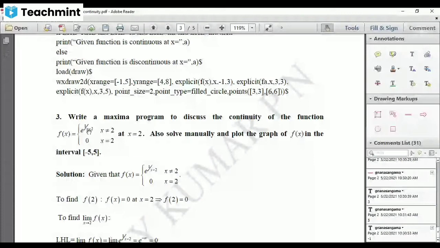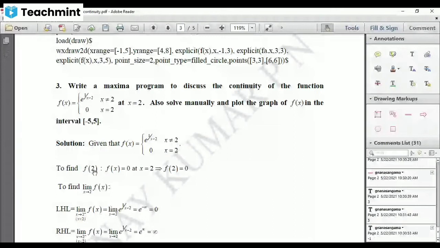As usual, we are finding f of a. F of a means here a is 2. So f of 2 we need. But x equal to 2 means what is your f of x? 0. Put x equal to 2. X doesn't make any changes in this because it is simply a constant function. So your f of 2 is 0. You got f of a.